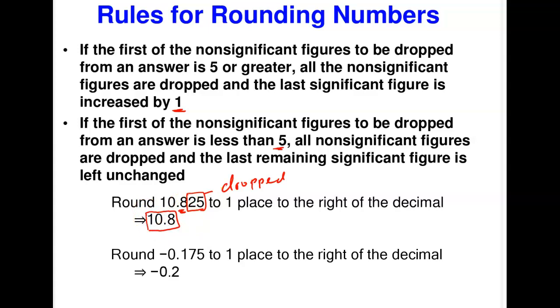On the other hand, if I want to drop a number again, look at this one now. This is minus 0.175. I want to put it to one place to the right of the decimal. What is going to happen? I want to put it to 1 digit, but the number I want to drop starts from this number, and this number is 7. That means it's greater than 5. What it means is that I'm going to increase this number to 0.2. And this will be my final answer. So this is what we're going to do as we begin to round off.